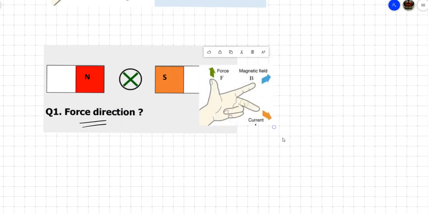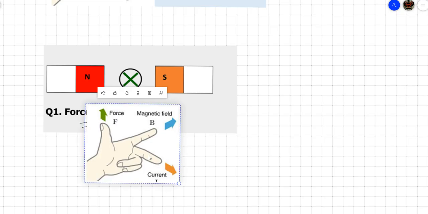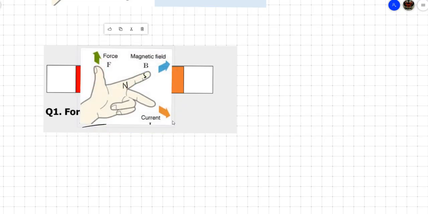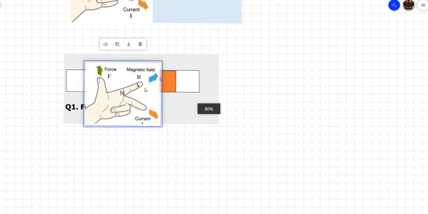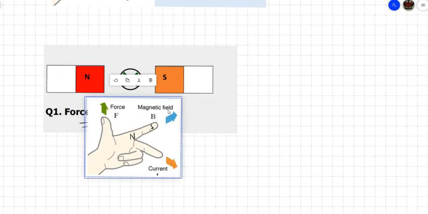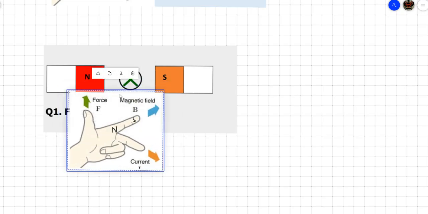Here's a diagram. Here's my hand, the left hand. We need to align ourselves. Now, what do we know? We know that this is north to south. So I'm going to align this first. So north to south. Let me align this properly. Okay, just bear with me. Alright, anyway, let's do this. So now, the north to south. So the finger is pointing in the right direction. You can see north to south.